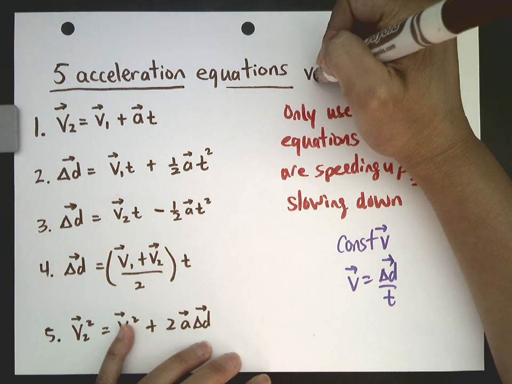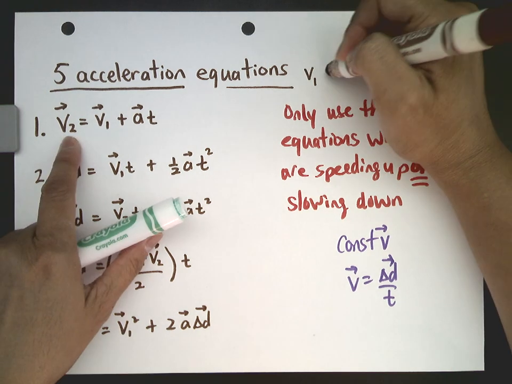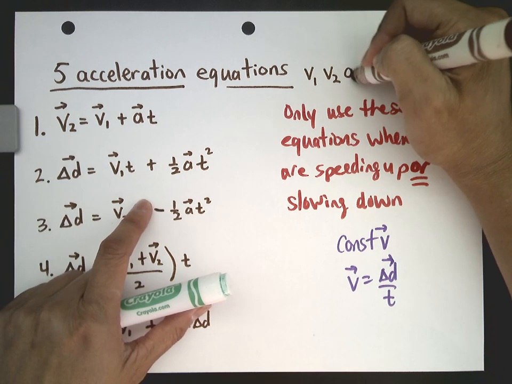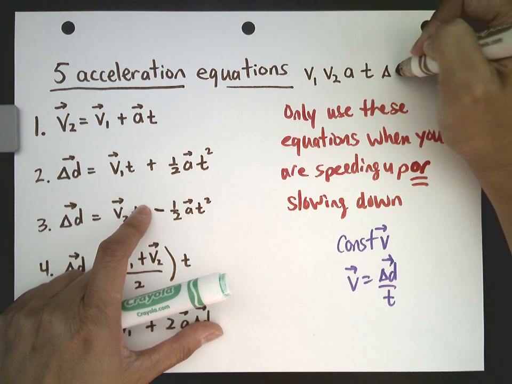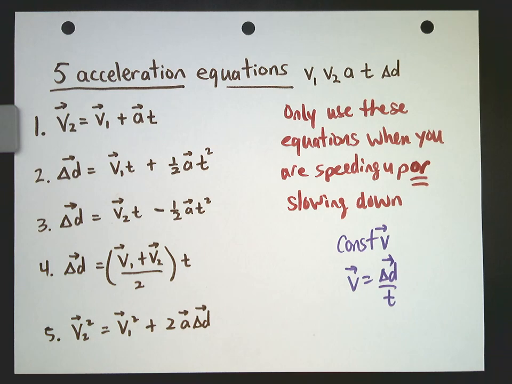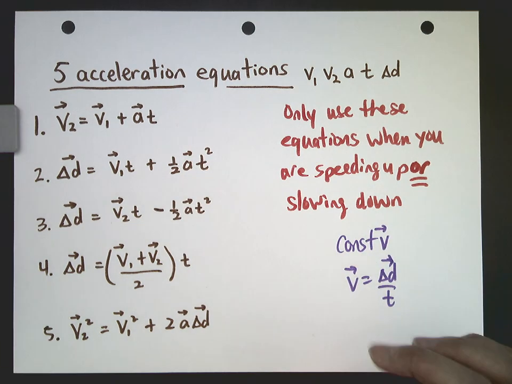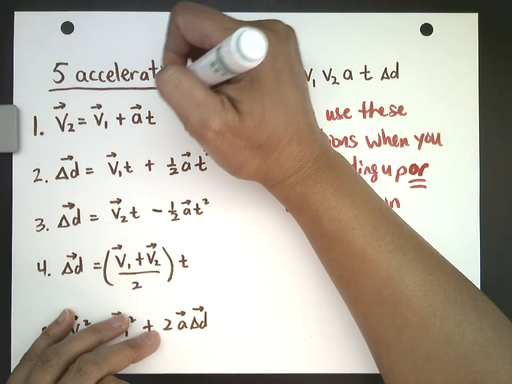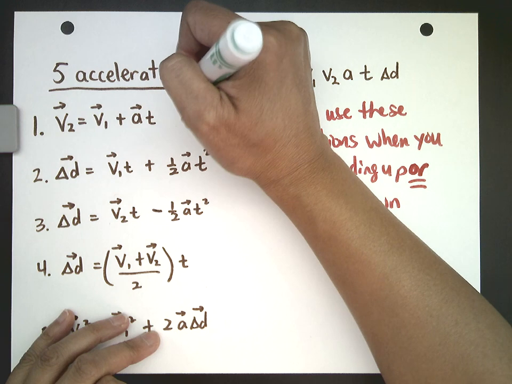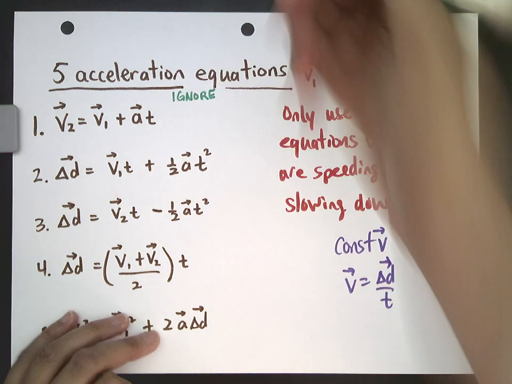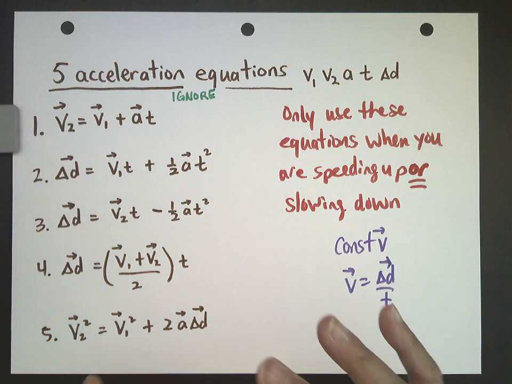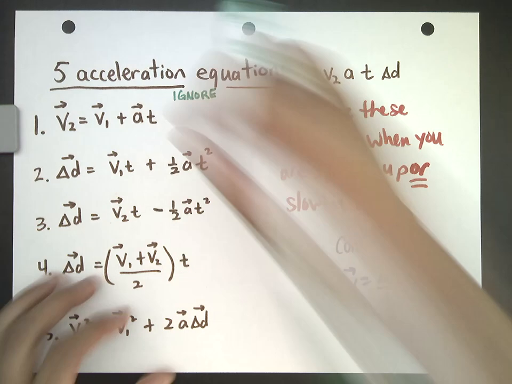All right, so how many variables do we have? Well, we have V1, V2, A, T, and displacement. These are the five variables, and you'll notice that there are five equations. That's no coincidence. Also, you will notice that each formula is actually missing a variable, completely ignoring it. So I'm going to have a column here called my ignore pile, where I'm just going to write down the variable that's not in the equation.